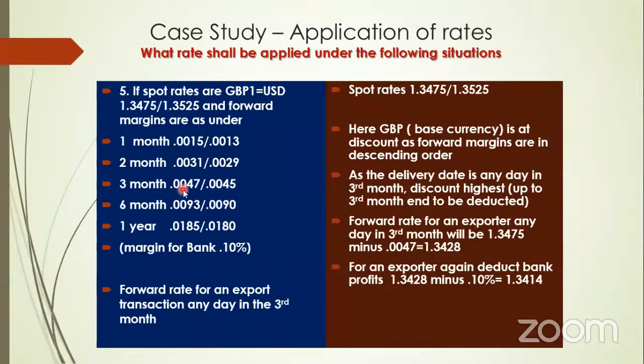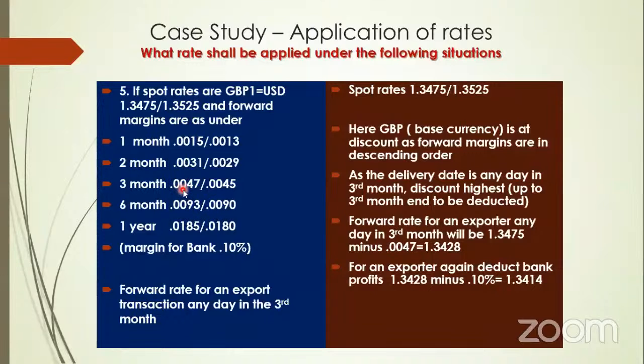So when the exporter says, I may get an export bill realization any day in the third month, and the other currency is at a premium, any day means it may be on the first day or it may be on the last day. As a banker, when it is a premium, you are giving more value, so you give the least value. If it's any day in the third month, you give the premium up to the second month end only. One of our friends told that is the correct one.